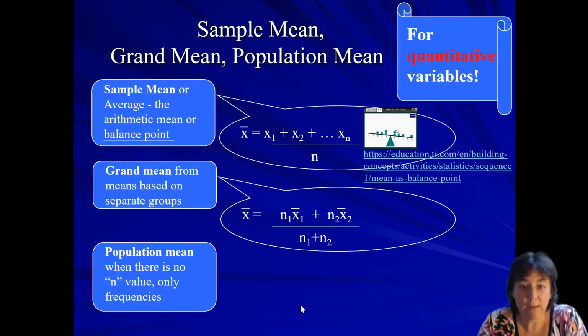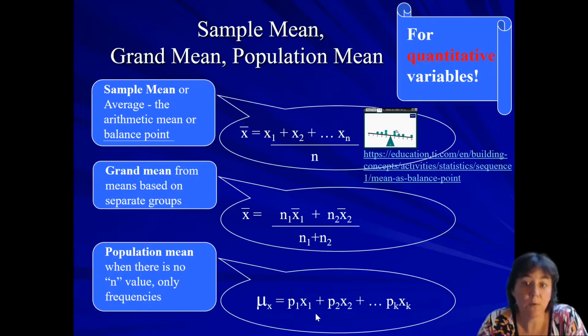Also, you can calculate the population mean even if there's no n value, only frequencies. For example, if you have a proportion and a certain value for your measure, you can just multiply them and add all these up, and then you will arrive at the population mean. Let me give you a good example for this.